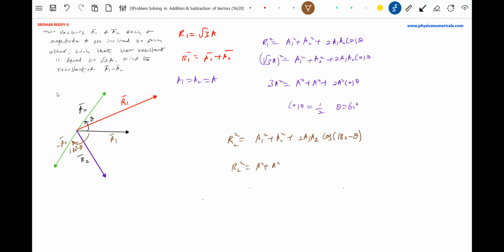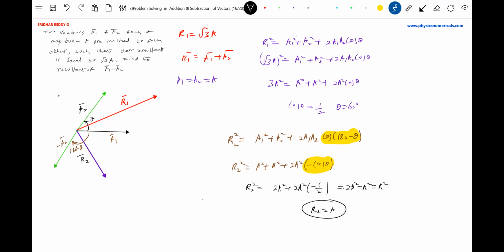This is A square plus A square plus 2A square cos of 180 minus theta, which is minus cos theta. Do we know the cos theta value? 60 degrees. I'll substitute that one. So this will become further 2A square minus 1 by 2, 2A square minus A square is equal to A square. So what is R2? Equal to A. Very nice problem where, again, vector subtraction is what is being applied.